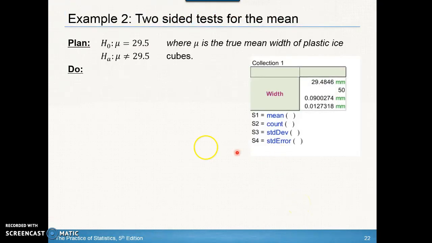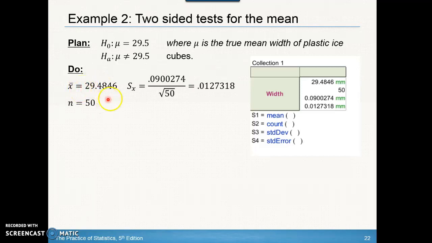All right, the do. What are our null and alternative? Our null: the true mean is equal to 29.5. Now notice the question said we don't know if it's the same or different than 29.5. So the alternative is that mu is not equal to 29.5, because we don't know if they're producing cubes that are too big or too small. We just think they're not equal, where mu is the true mean width of plastic ice cubes.